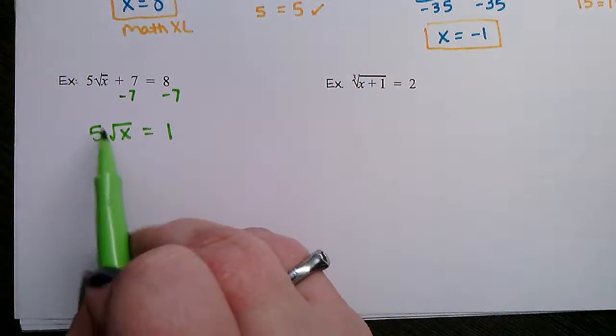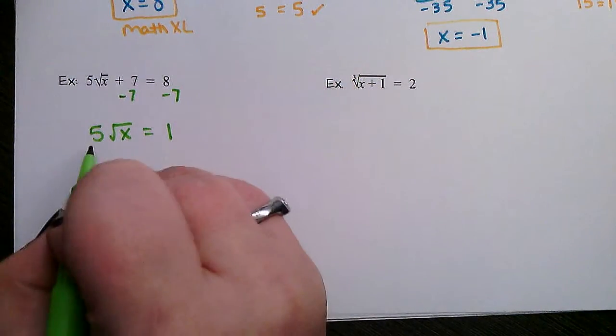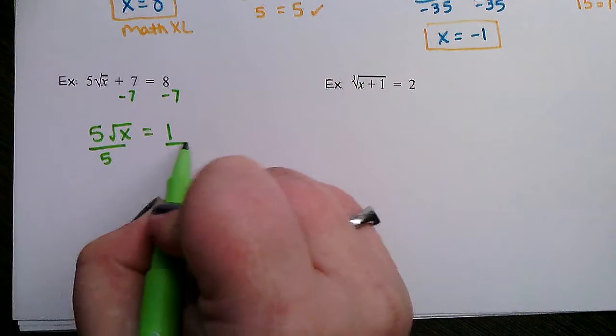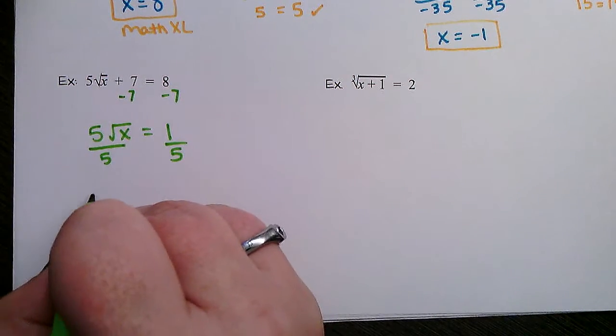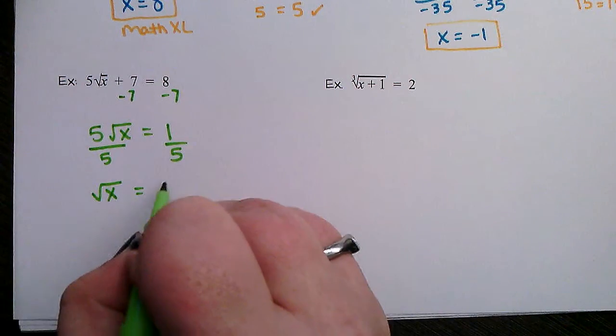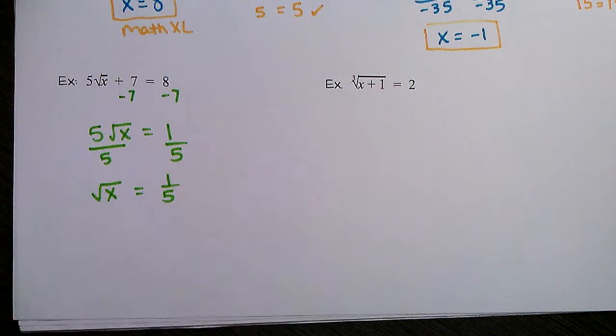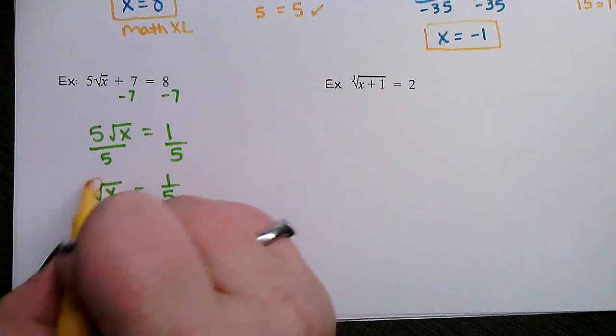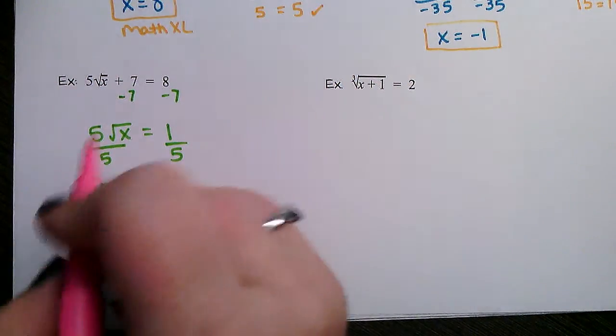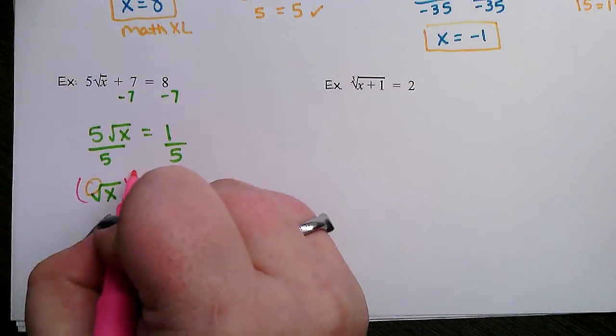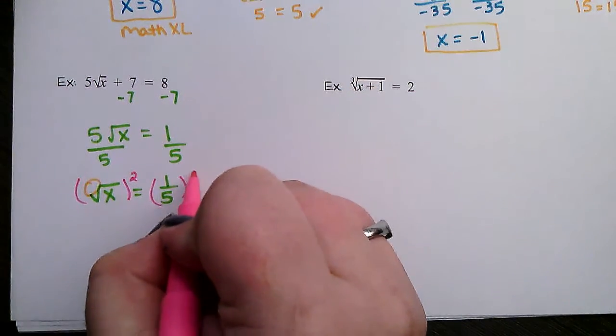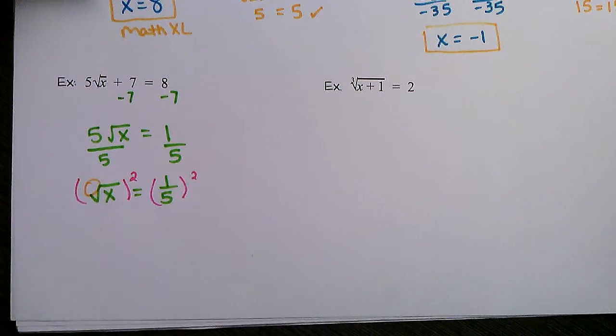Now I have to undo this multiplication. The opposite of multiplication is division, so I'm going to divide both sides by 5. So the square root of x equals 1/5. Now that my radical is isolated, I need to look at the index. Once again, there's no number there. Hopefully we're really good at remembering that when there's no number there, it's a 2. So raise both sides to the second power.